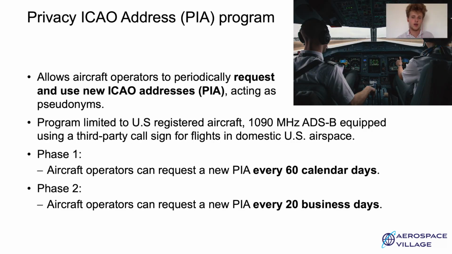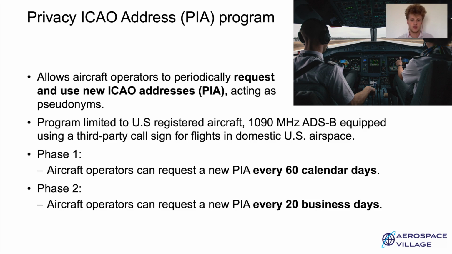So this Privacy ICAO Address program allows enrolled aircraft operators to periodically change their ICAO address, acting as a pseudonym. So if the aircraft operator simultaneously changes the ICAO address and the call sign of the aircraft, it makes the aircraft harder to track. This program is unfortunately, at least for now, limited to aircraft registered in the US using a specific ADS-B system and a third-party call sign, and just for flights in the domestic US airspace. Which means that if an aircraft wants to fly abroad, it has to use its permanently assigned ICAO address and is automatically revealed to anyone that wishes to track it.